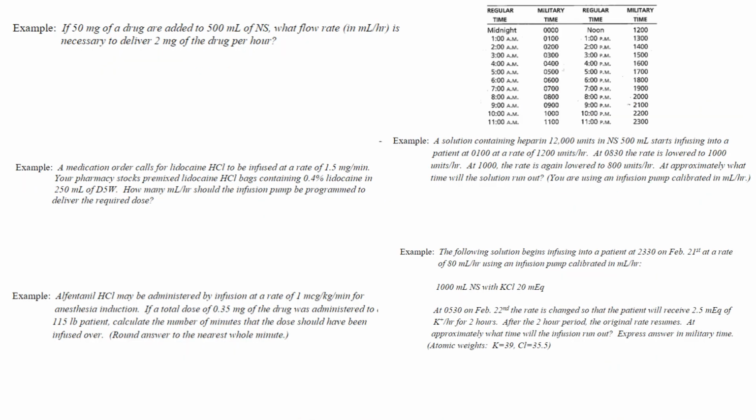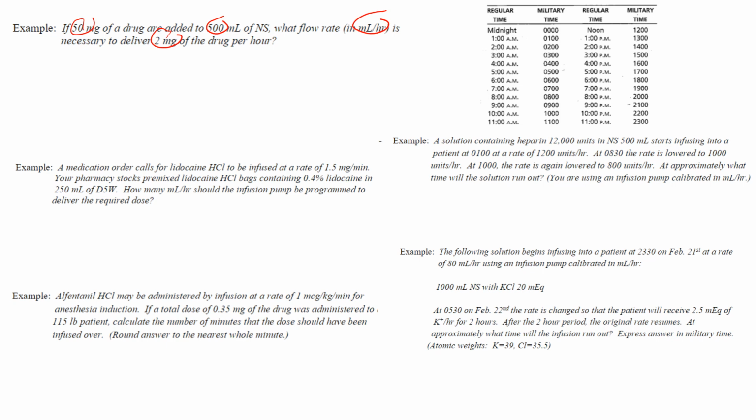So this kind of teaches us about military time and like drug dosing, like dose rates, especially with IV. This stuff isn't too bad, especially if you just use dimensional analysis. So let's just hop into it. For this, we want to know flow rate in milliliter per hour if 50 milligrams of drug are in 500 milligrams normal saline, which will deliver 2 milligrams of the drug per hour. So how do we set this up?